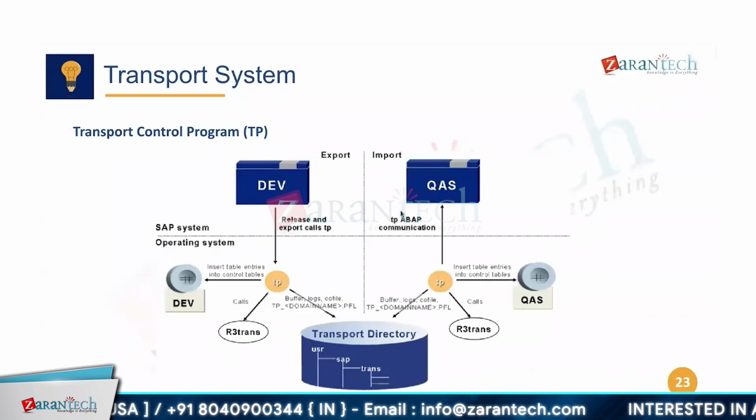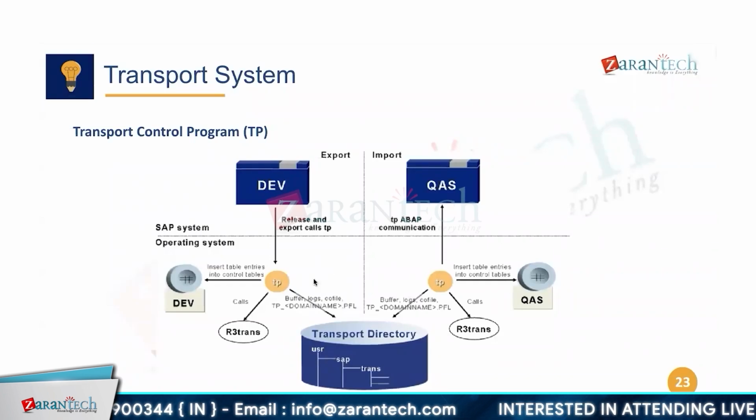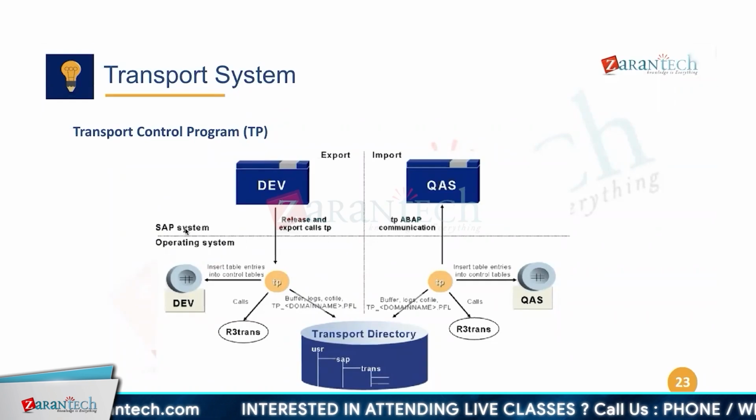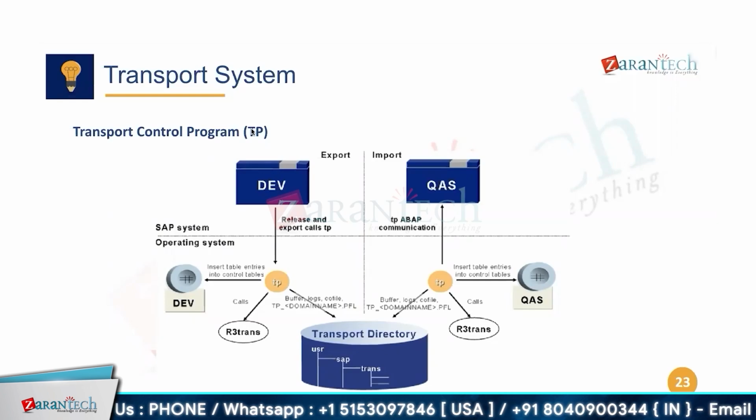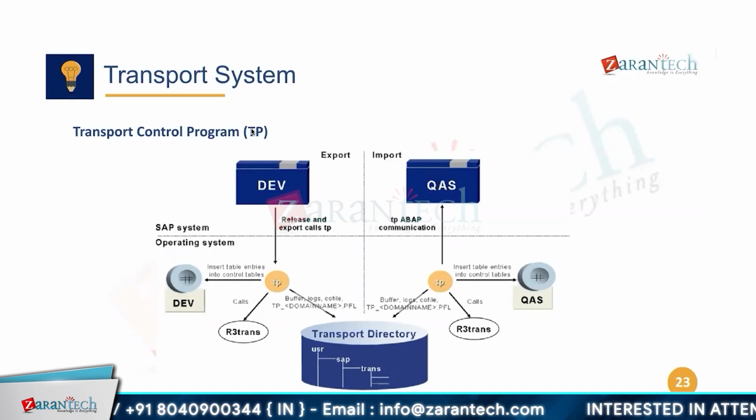And then communication, and your profiles are defined correctly or not, and at operating system level, if you have the right permissions or not. So this is a TP program. What we are doing is RSTP. TP is the program, transport control program, and then we are testing. That is the report. Okay, so that will take care of your entire TMS configuration check.